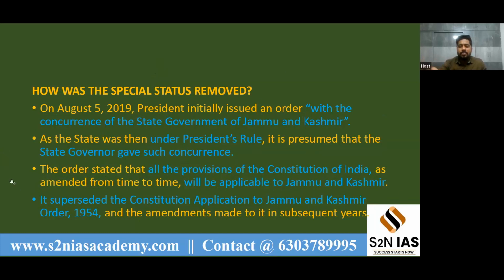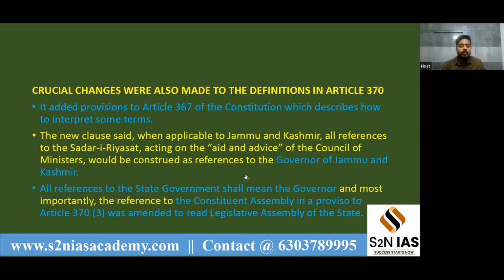Instead of this provision, that provision, in the August 5th, 2019 order, the president declared that all the provisions of the Constitution of India will be applicable to Jammu and Kashmir. Why? Because we are abrogating Article 370 with the concurrence of the state governor. It superseded the Constitution (Application to Jammu and Kashmir) Order 1954. This order was scrapped, and the new order clearly says that all the provisions will be applicable to Jammu and Kashmir in subsequent years.